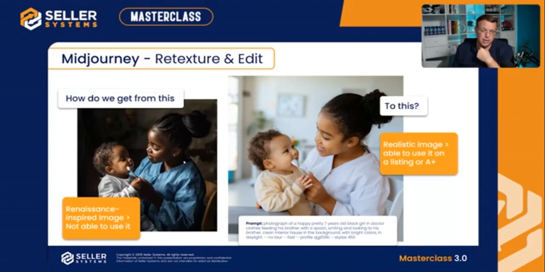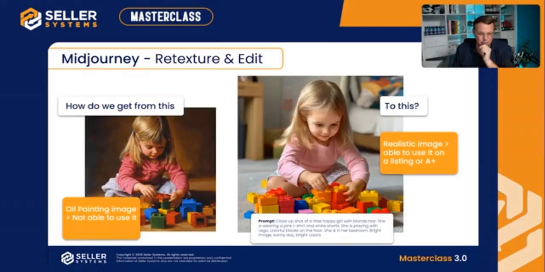So this is important as well, retexture and editing. How do we get from this to this? So you do a realistic image, able to use it on a listing or A+, right? So you prompt: photograph of a happy, pretty 7-year-old black girl in doctor clothes feeding her brother with a spoon, smiling and looking at her brother, clean interior house in the background with bright colors and daylight. No blur, fast, profile, like this is your profile, right?